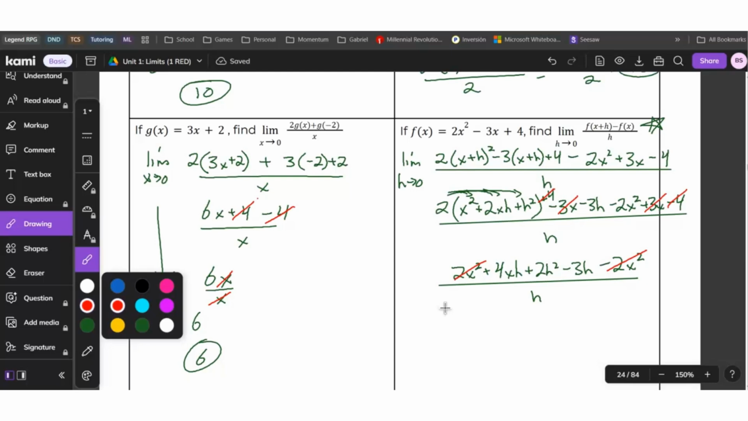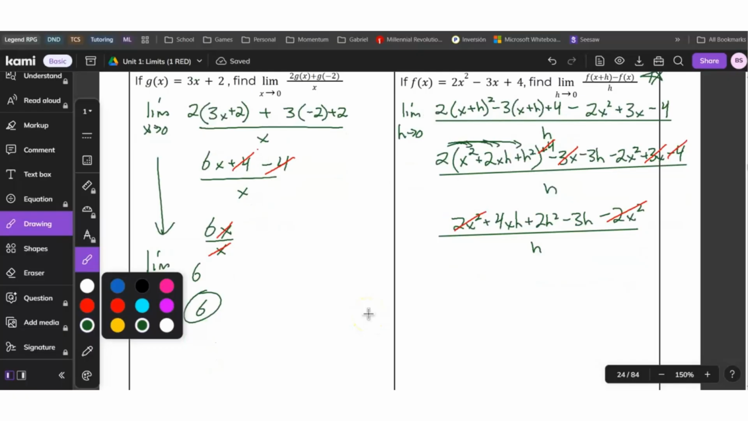Now, who sees the other thing that cancels? The h, because it is involved in everything. So I'm going to do this again in an extra step. I'm not always going to do this, but I will do it today. So I can pull out the common factor of h, which leaves me with 4x plus 2h minus 3 over h. And now you can see how, hey, perfect, that h cancels.